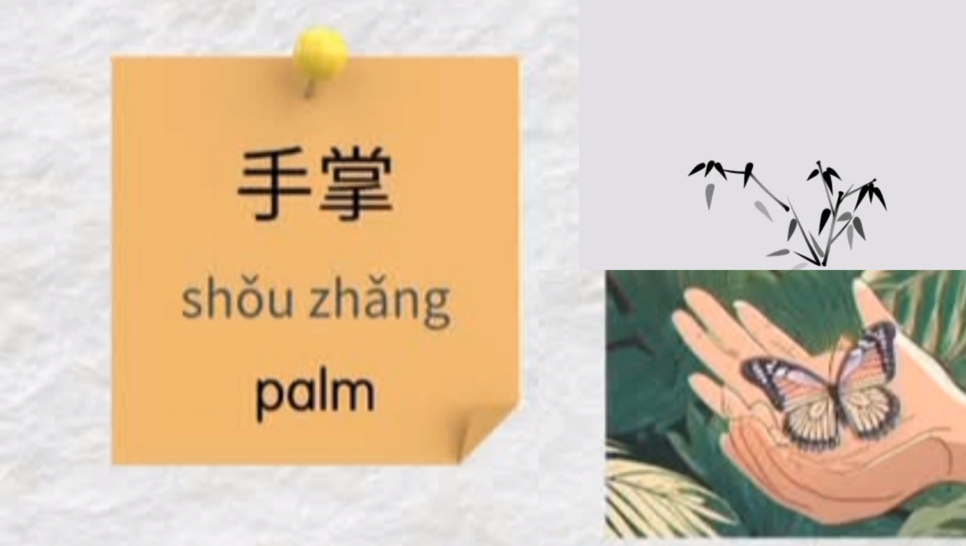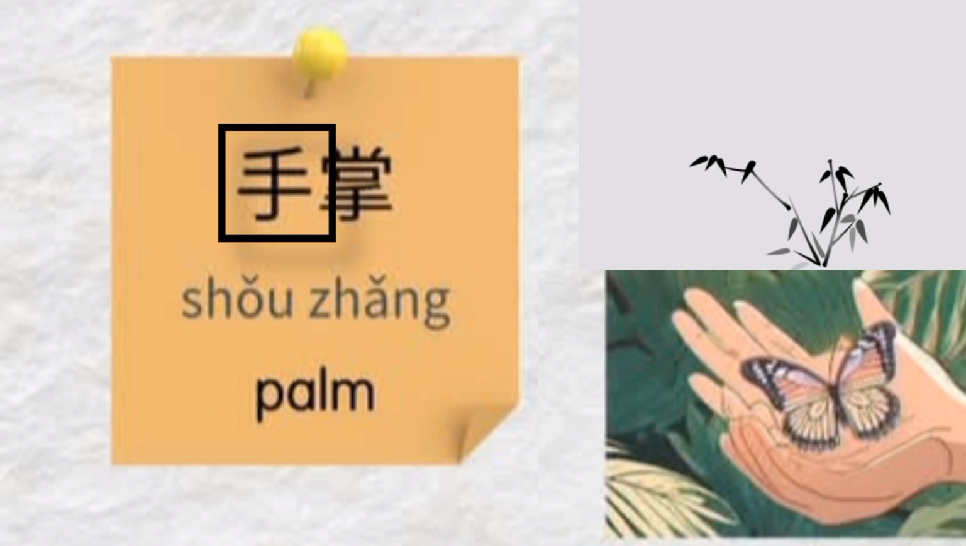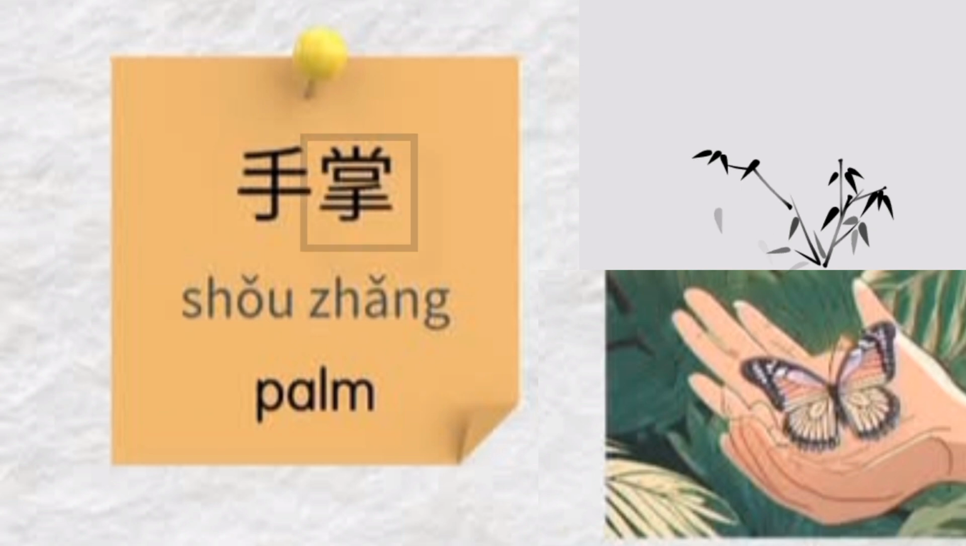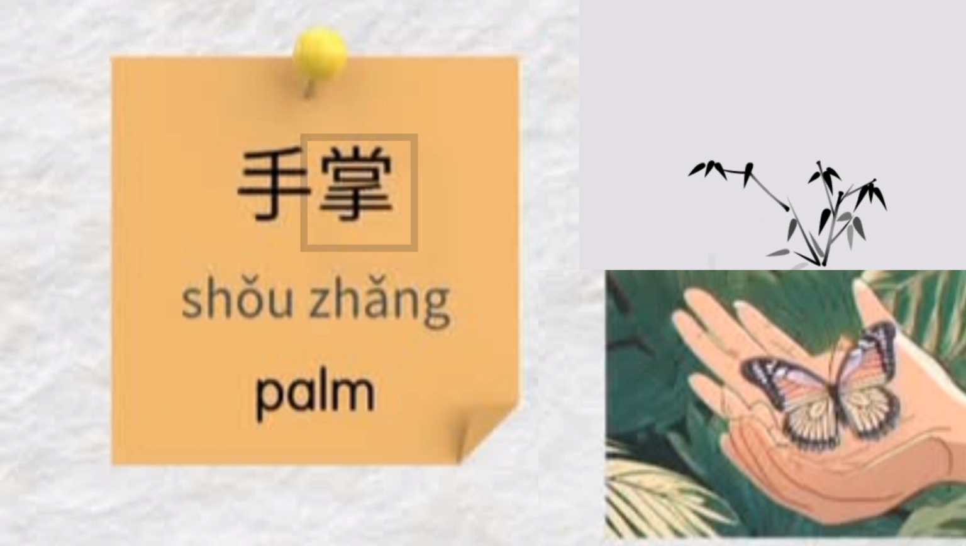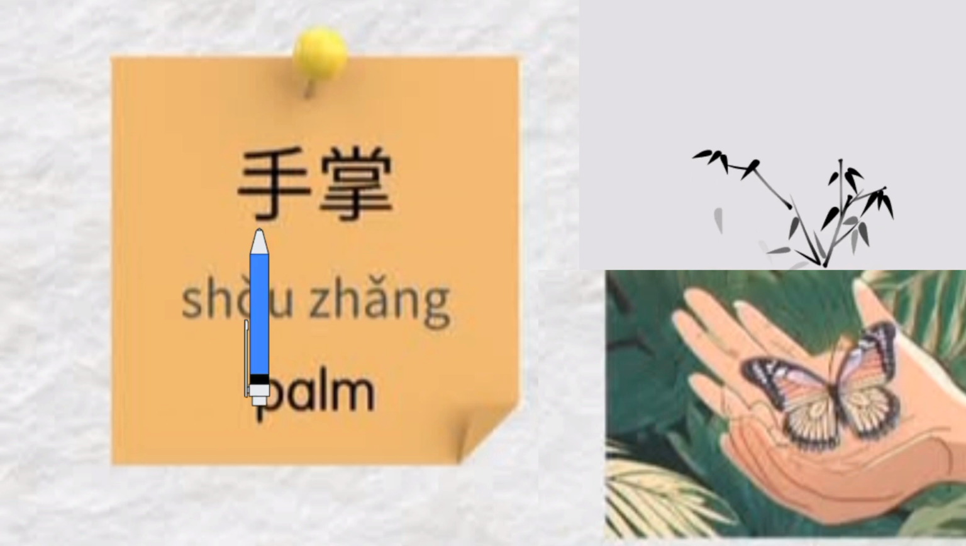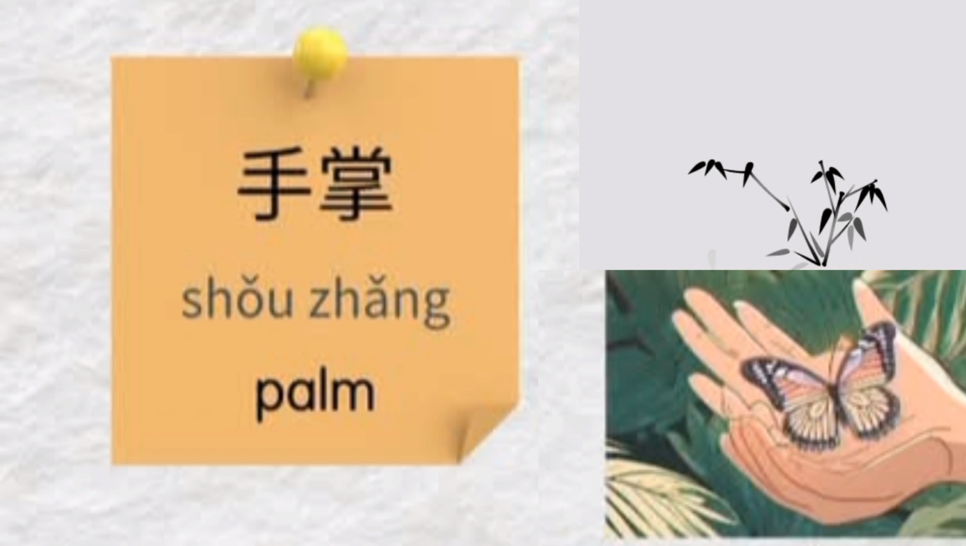手. It stands for hand. We already learned. Second character is 掌. It stands for the broad part of the hand. So together it makes 手掌. Let's practice it just one more time. 手掌. Hope you learn it. Let's watch a useful example.